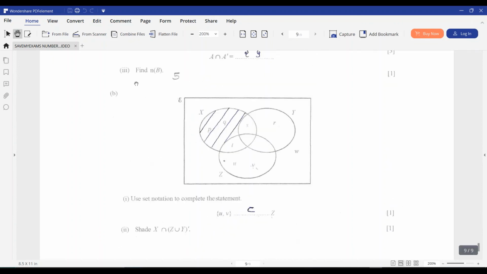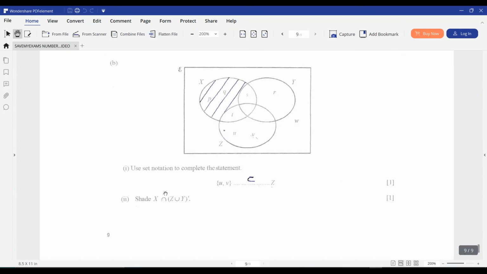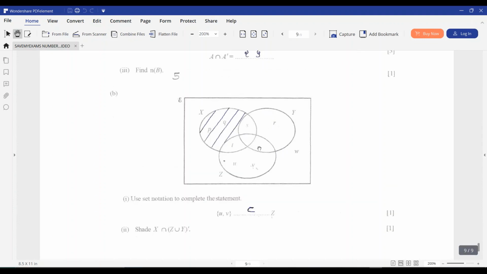Part B. Use set notation to complete the statement. UV are what to Z? UV are within Z, so they are members or elements of Z. Shade X intersection, open bracket, Z union Y, close bracket, complement. So Z union Y is this. Complement is RSTUV. Now X intersection this is this, P and Q. What's out of this? So you shade this part and you're done.